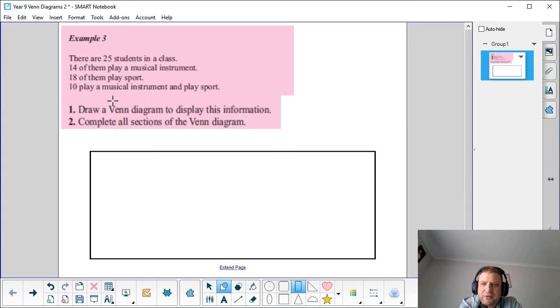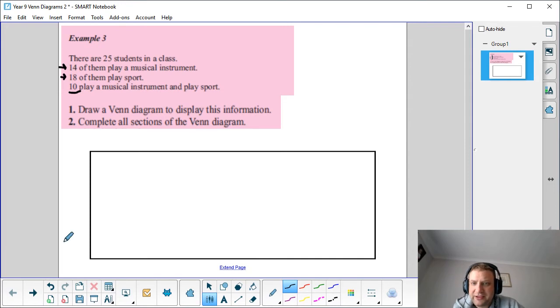So 14 of our 25 students play a musical instrument, 18 play sport, but 10 of them do both. And the thing to remember in all of these questions is that these 10 people who do both are always going to be included in these numbers here. So even though 10 of them play a musical instrument and play a sport, the 18 that play a sport, these people are actually part of that group.